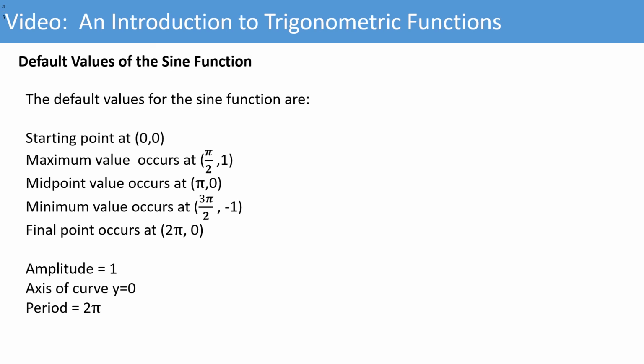So here are the default values for a sine function. The starting point is 0, 0. The maximum value occurs at pi over 2 and 1. The midpoint value occurs at pi and 0. The minimum value occurs at 3 pi divided by 2 and -1. And the final point, or the end point, occurs at 2 pi and 0. The amplitude is 1. The axis of curve is y equal to 0. And the period is 2 pi.